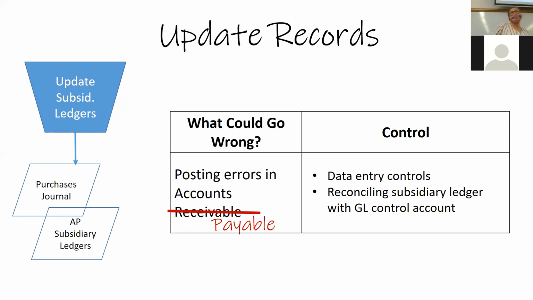When we were doing it with the customer side, we would look at all of our individual AR subsidiary ledger accounts, and they should add up to our total AR journal amount. On this side, we're looking at all of our different suppliers and summing it up to what's in the purchases journal. Any questions?